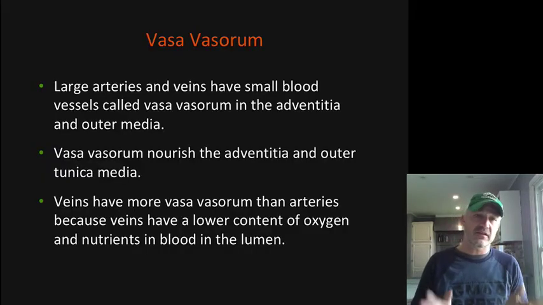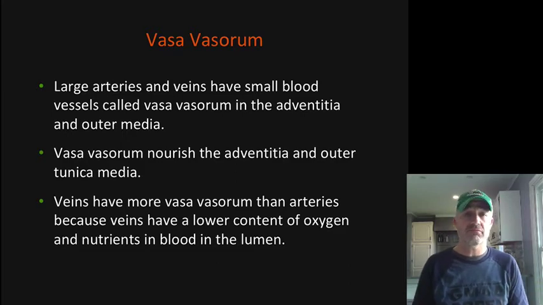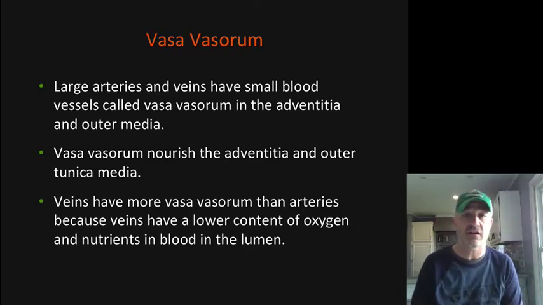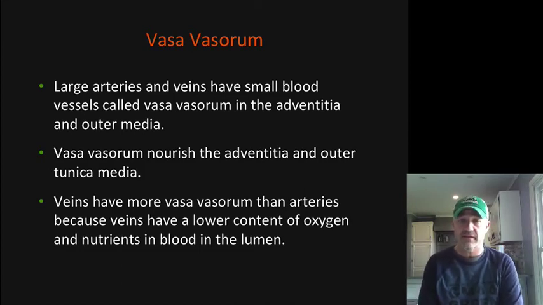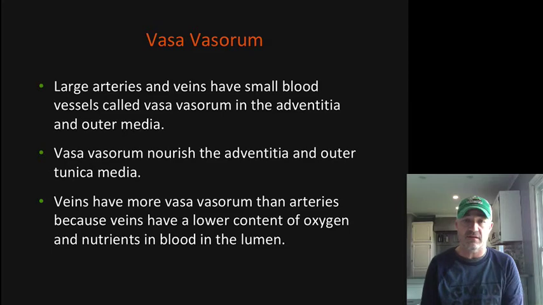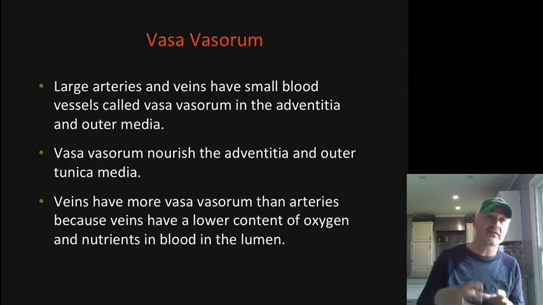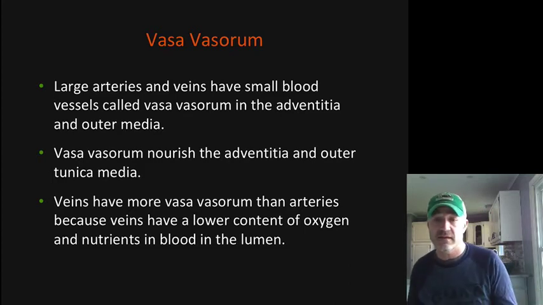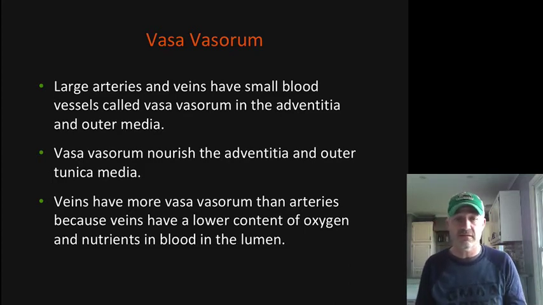Another thing that's interesting is some of these blood vessel walls are so thick that blood vessels need blood vessels, which is kind of a weird thing to say, but large arteries and veins actually have small vessels called the vasa vasorum that are out in that outer layer. And this nourishes those outer layers because the vessel is so thick in these cases that you cannot get nutrients diffusing from the lumen out. So these vessels need their own vessels.